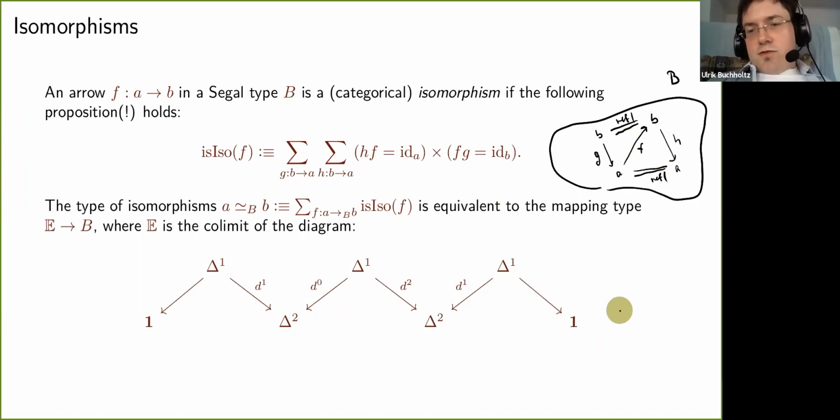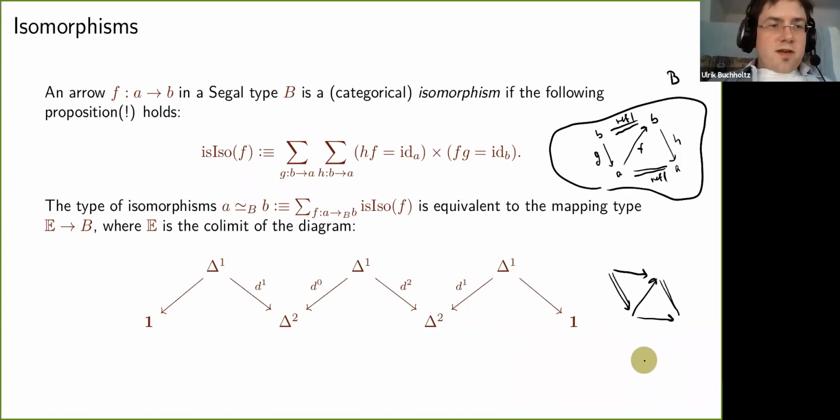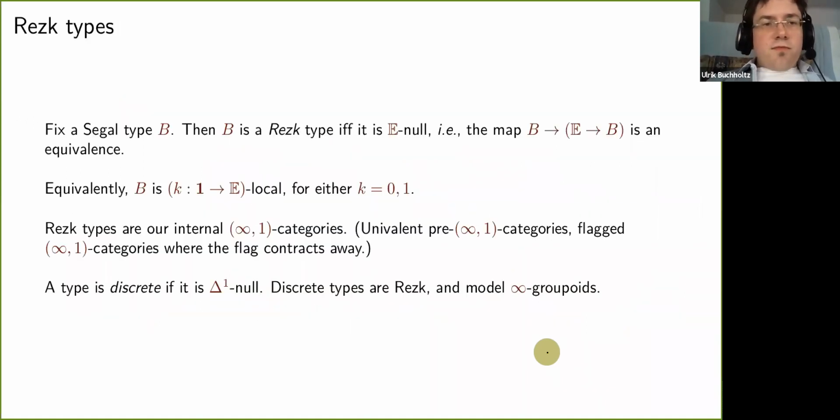You glue two simplices together along a common edge, and then you collapse this edge to an identity and this edge to an identity. And this colimit we can define using pushouts, for instance, and then you can define this type. Now the Rezk types are the Segal types that are E-null. That is, they think of E as a contractible object. So the map that sends a B to the constant function from E to B is an equivalence.